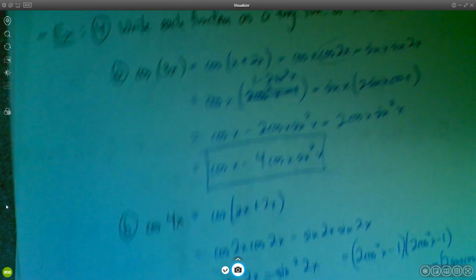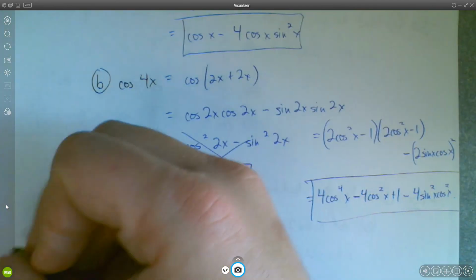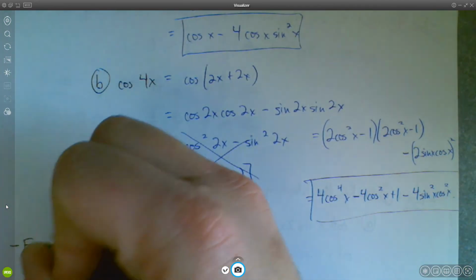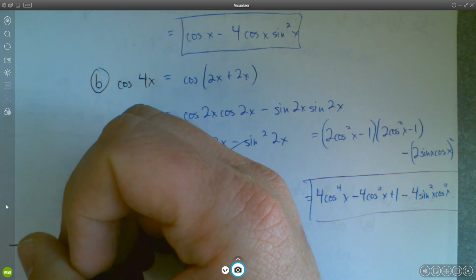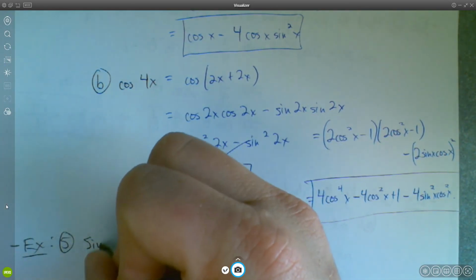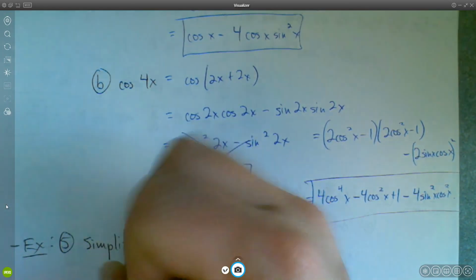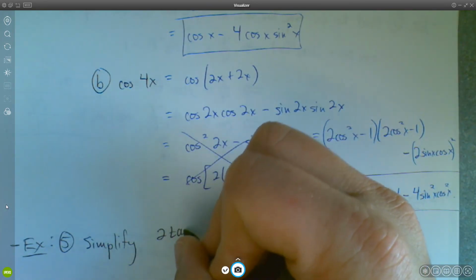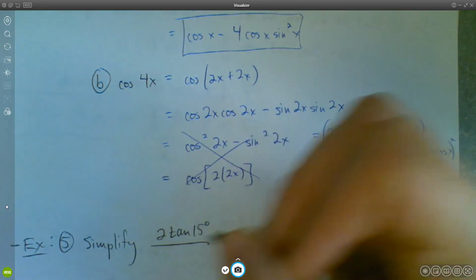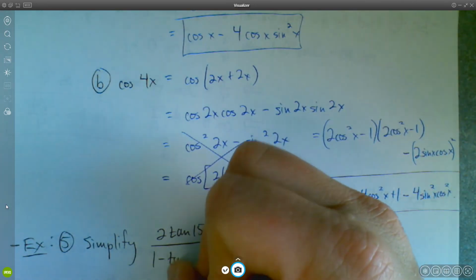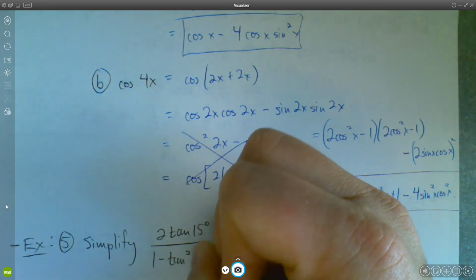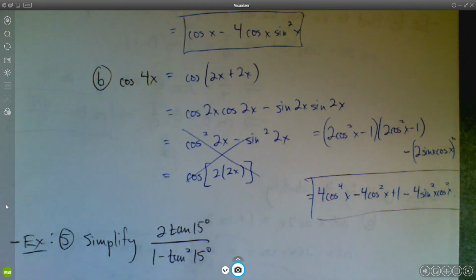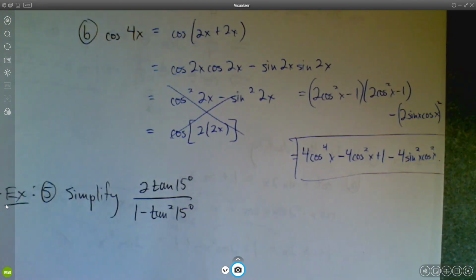Alright, well, one more. This is kind of a silly one too, but I think you'll have some problems like this in the homework. So let's simplify 2 tangent 15 degrees over 1 minus tangent squared of 15 degrees. Okay, give it a pause, see if you can work that out.